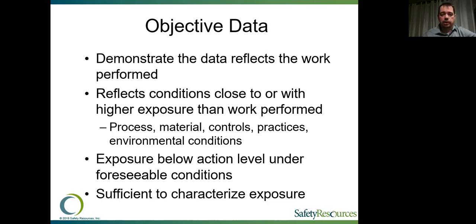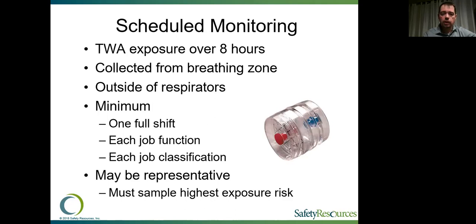If some of those factors are off, or it's anticipated that the current work being performed would probably be worse than what that objective data represents, then we can't really use it at that point. Then we have to get into scheduled monitoring. Here we collect samples from the breathing zone of employees performing tasks. These would represent a time-weighted average over an 8-hour period. That has to be performed within the breathing zone of the employee, and it has to reflect one full shift for each job function and each job classification.